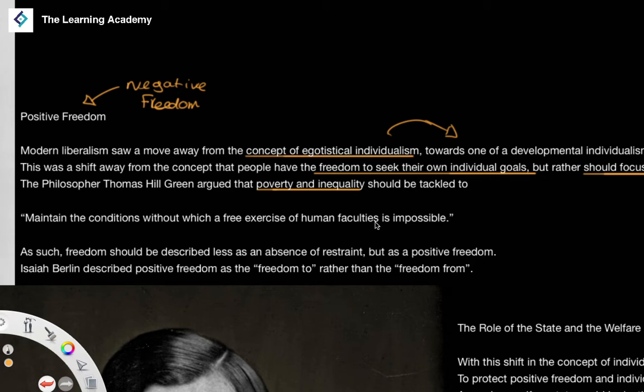So, for example, if somebody wanted a university degree and it cost thousands and thousands of pounds, that would be almost impossible, or at least very, very difficult for somebody who lives in poverty, because they would not have the economic ability to seek out this individual goal that they want to achieve. And so we should see a tackling of poverty and inequality in this way, and we will talk about that in a minute when we talk about the welfare state.